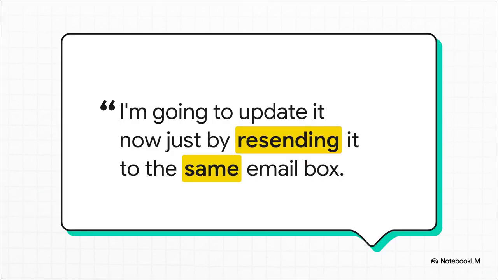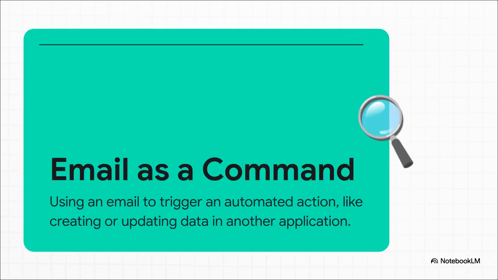And where did she send it? To that exact same email address we saw before. The system was smart enough to go, hey, I've seen this event ID before, this must be an update. And poof, the new information was processed and pushed out everywhere without her lifting another finger. What we're really talking about here is a super powerful idea: using your email as a command. Instead of just being a tool to talk to people, your email becomes an instruction. It tells another application to perform an action, in this case, to create, or even better, to update data.